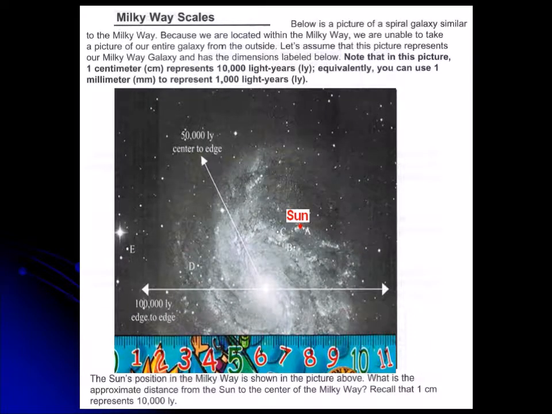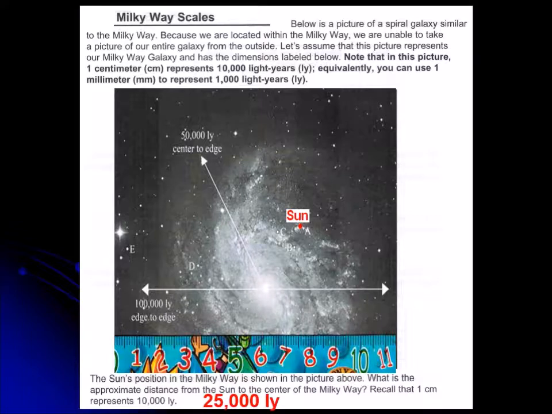Well, I have a ruler here that I took from my kids, and you can see that it goes from 1 to 11. So basically, it is giving you 10 centimeters here. I'm also labeling the sun, and with this, we can start answering questions. The sun position in the Milky Way, right there. What is the approximate distance from the sun to the center? Well, you have to take the ruler, measure this distance, and more or less see that it's 2.5 centimeters, corresponding to 25,000 light years.